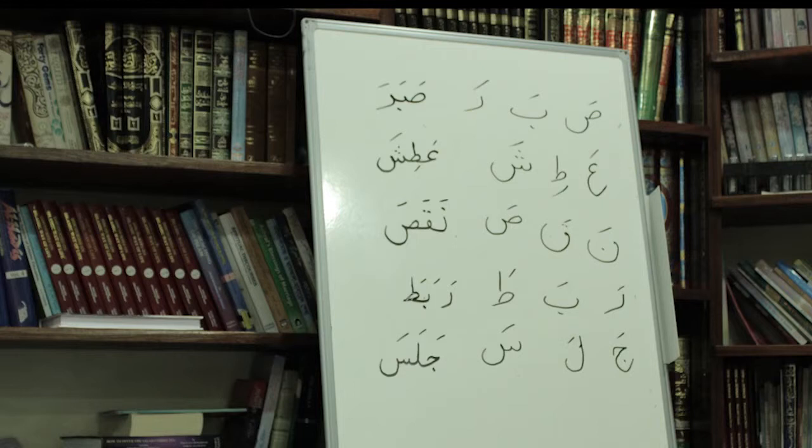So if we go into the book, page 44. As you're all aware, the Fatha, Kasra, and Dhamma are the vowels in the Arabic language. But they are normally referred to as short vowels, meaning you don't stretch them. You read it very quick. So like these ones, you read it very quick: Jalasa, Rabata, Naqasa, Atisha, Sabara. You do not lengthen them at any point.